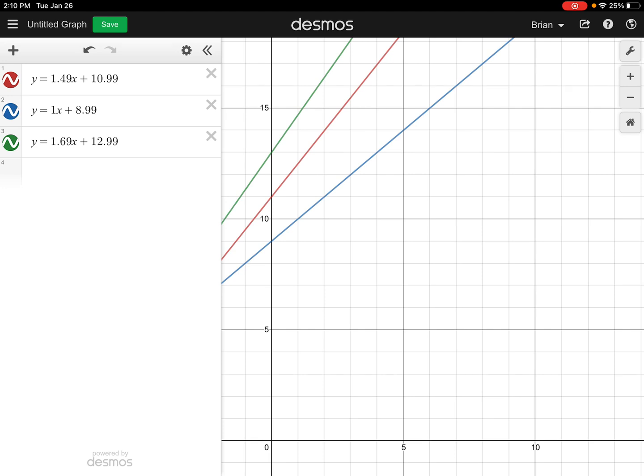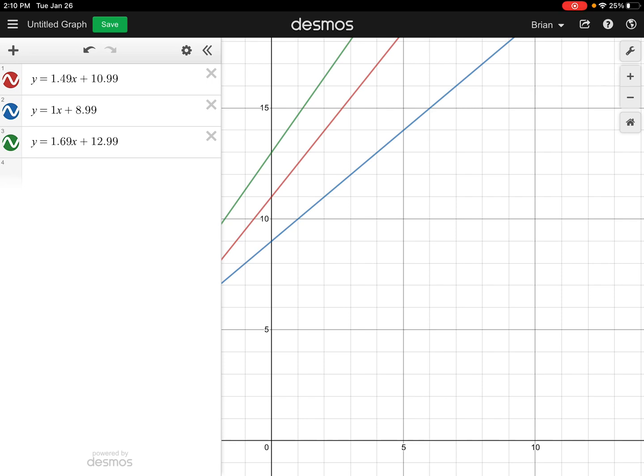The small would be the blue one, the medium would be the red one, and the large would be the green one. And they all have slightly different slopes, so they all have slightly different steepnesses. And so if we're looking at which one increases the most per topping, then you can see the green is the steepest. The one that doesn't increase as much per topping is the blue one, which is the small.